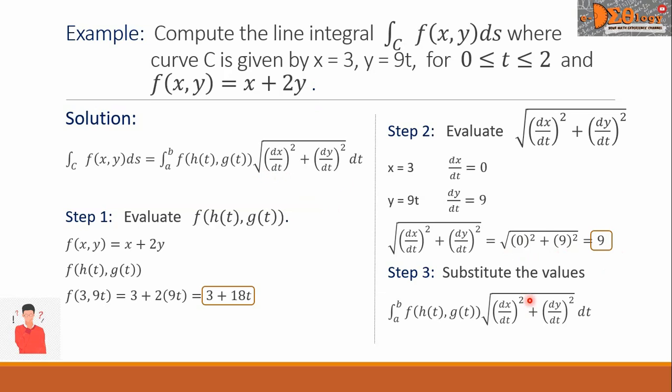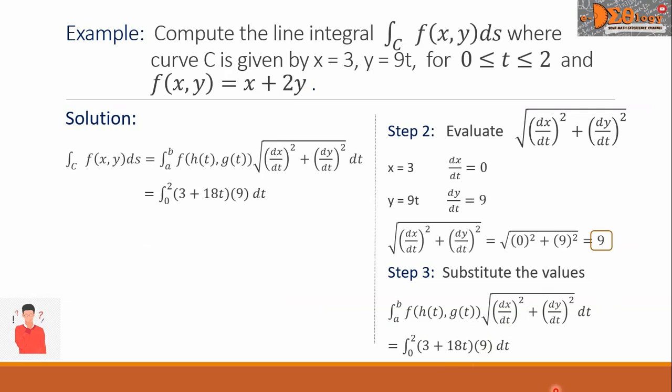Step 3, let us substitute the values in the big formula. Upon substituting the values, the formula becomes like this. The definite integral from 0 to 2. It comes from these values of t. Then the 3 plus 18t comes from the result of step 1. Next is the number 9, which is the result of step 2. Let us copy this below our formula.